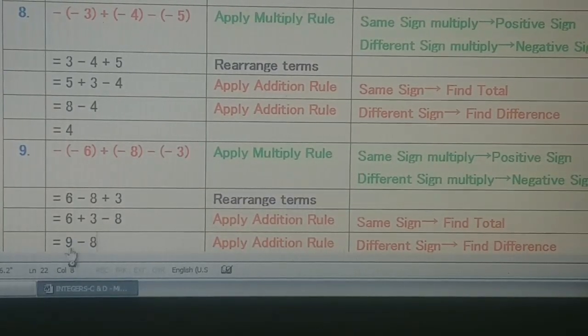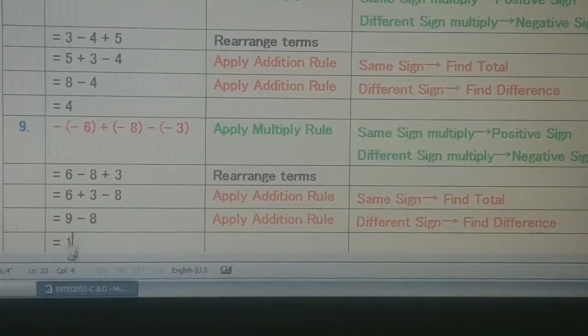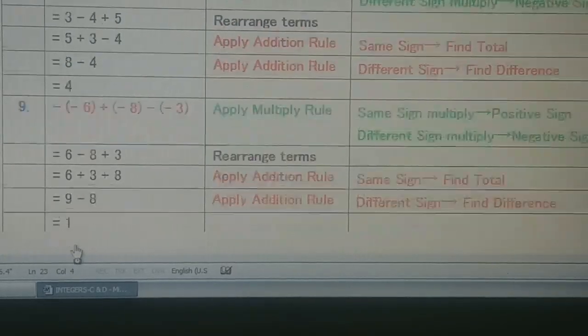6 plus 3 is 9, and minus 8 we copy as it is. And 9 minus 8, we know the answer is 1.